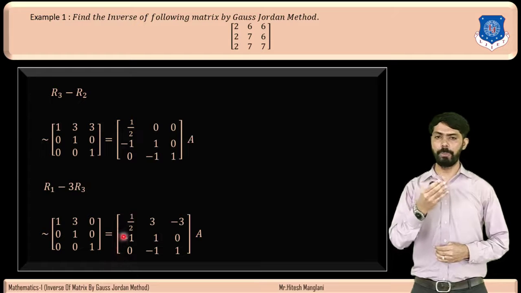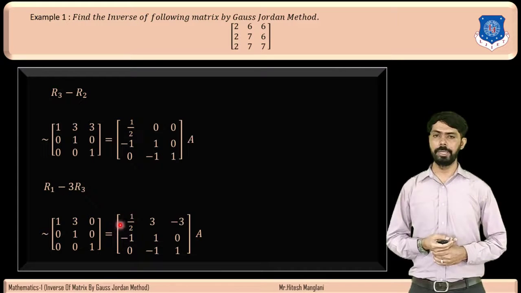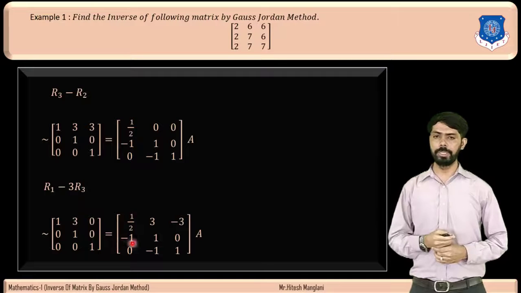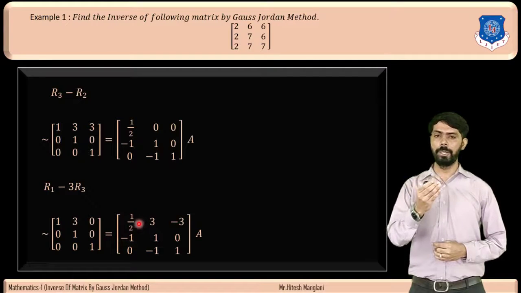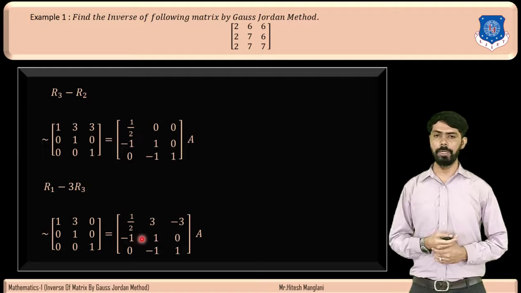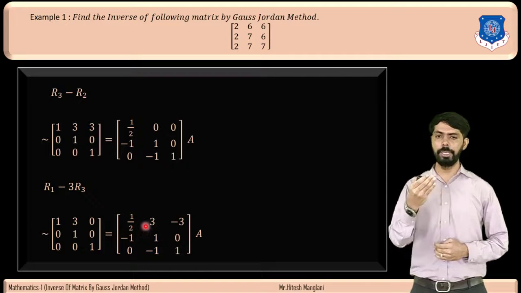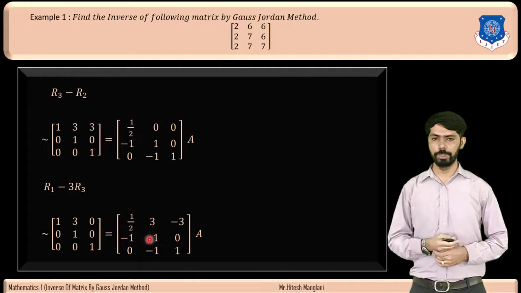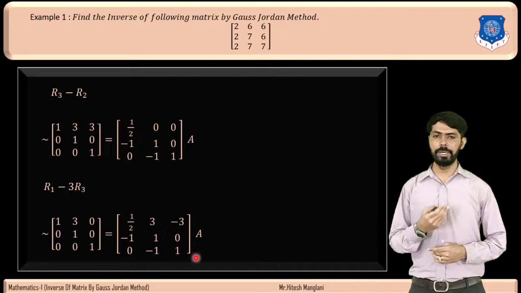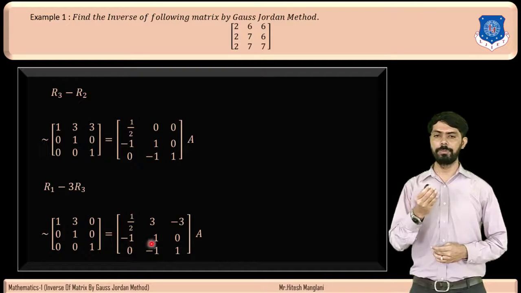If we apply this row operation on the right hand side of the matrix, then here it will be 1 by 2 minus 1 into minus 3. So it will be 1 by 2 plus 3. If we simplify this, it will be 6 plus 1 divided by 2, so it will be 7 by 2. Then 3 minus 3, so it will be 0. Then minus 3 minus 0, so it will be minus 3. And the second and third rows will be as they are, that is minus 1, 1, 0 and 0, minus 1, 1.